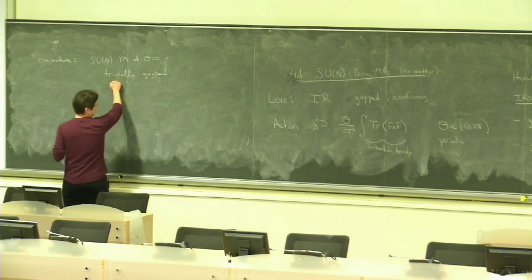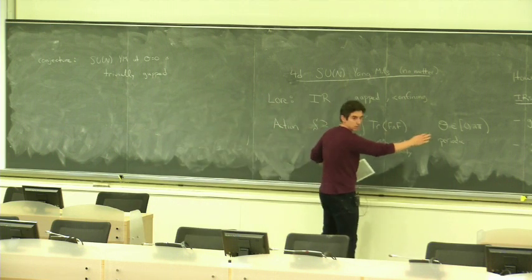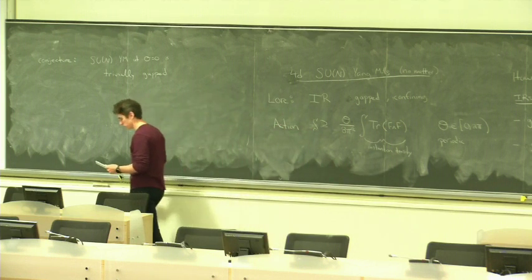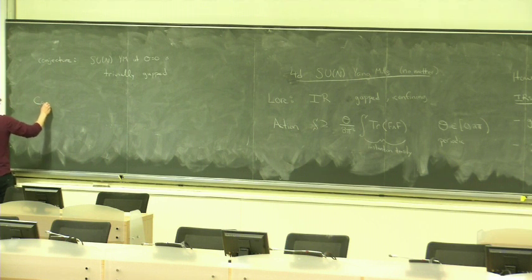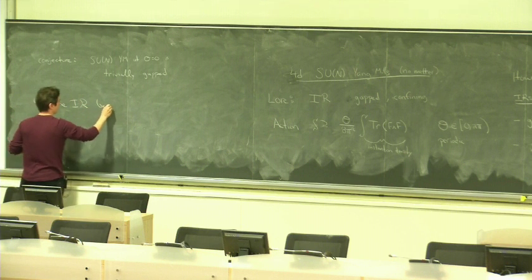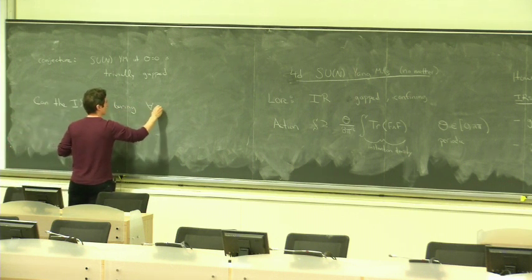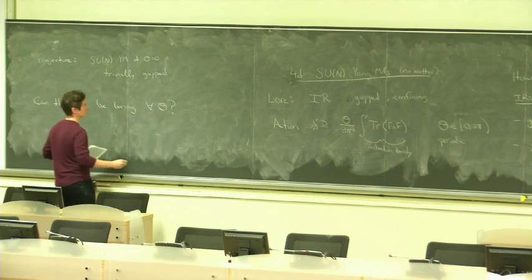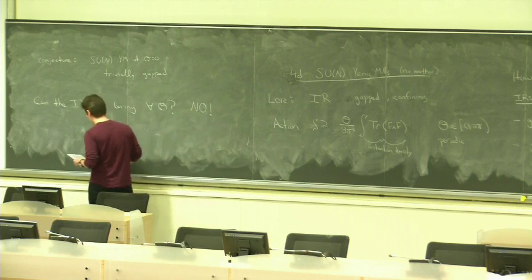Now, given this, let's go back here. Here we saw that we have a circle's worth of QFTs labeled by this parameter theta, and we've said a natural conjecture at theta equals 0. So you might ask, can the IR be boring, that is trivially gapped, for all theta? And the answer to this question is emphatically no. This can be proven.